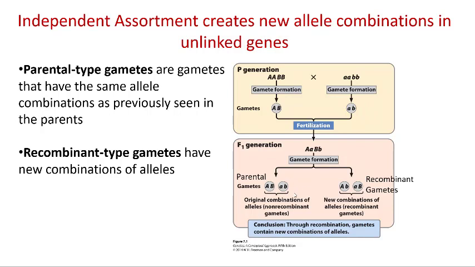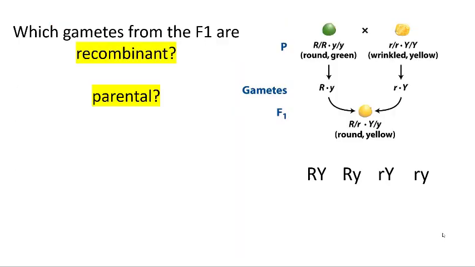Any allele combination that is different from what we saw in that previous generation, we will call a recombinant gamete. And those types would be big A with little b and little a with big B. Now, it's really important to realize that it's not always the two dominants that are together and the two recessives that are together. So here we have a situation.